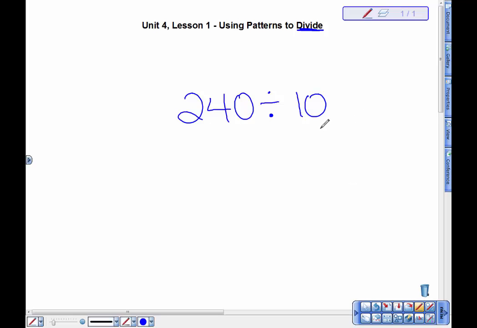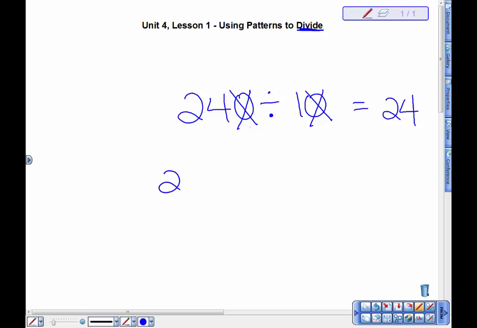So for instance, 10 has 1 zero. 240 has 1 zero. Since they have the same number of zeros on both sides, we can cross them out permanently. I'll put an X through them. And then we're left with a simpler problem. The simpler problem that I have is now 24 divided by 1, which is really easy because anything broken into one group stays the same. Anything divided by 1 stays the same. So 240 divided by 10 equals 24.